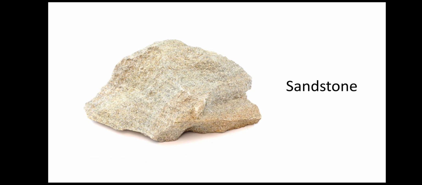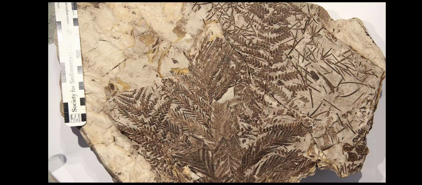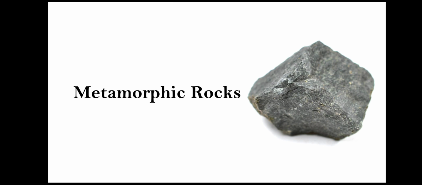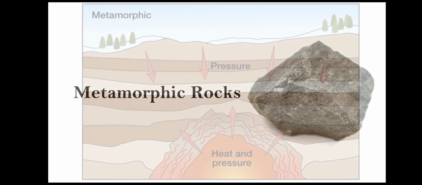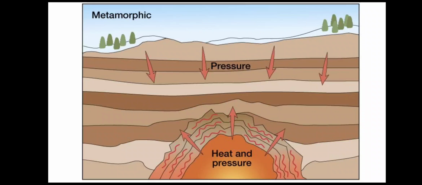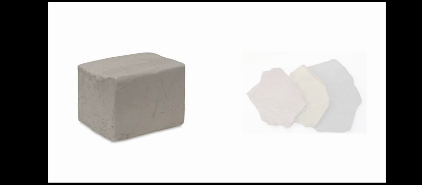These rocks may also contain fossils of plants, animals, and other microorganisms that once lived on them. Igneous and sedimentary rocks can change into metamorphic rocks under great heat and pressure. For example, clay changes into slate and limestone into marble.